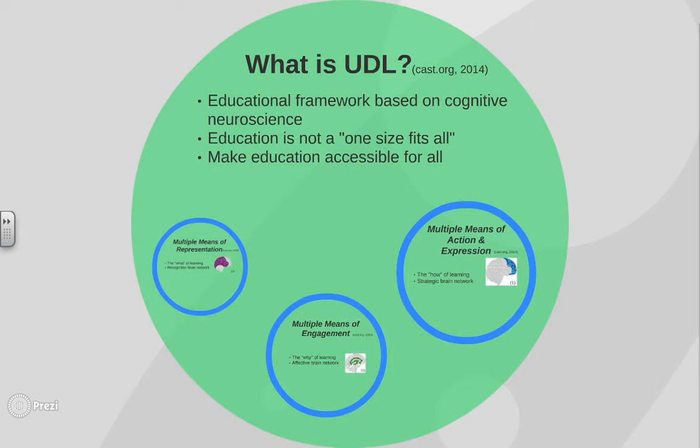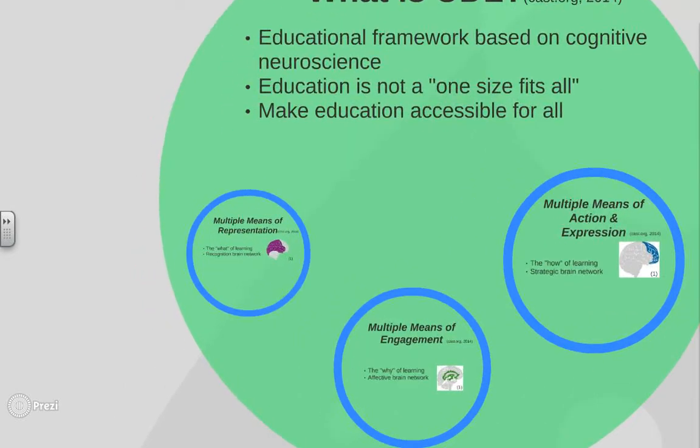UDL is about structuring the classroom to meet the diverse learning needs of students who come through the doorway. Since education is not a one-size-fits-all scenario, it is important to make education accessible for everyone. This can be achieved through the use of UDL in one's classroom.